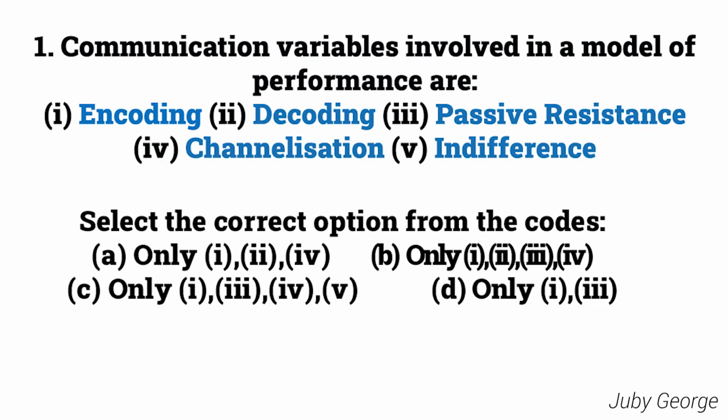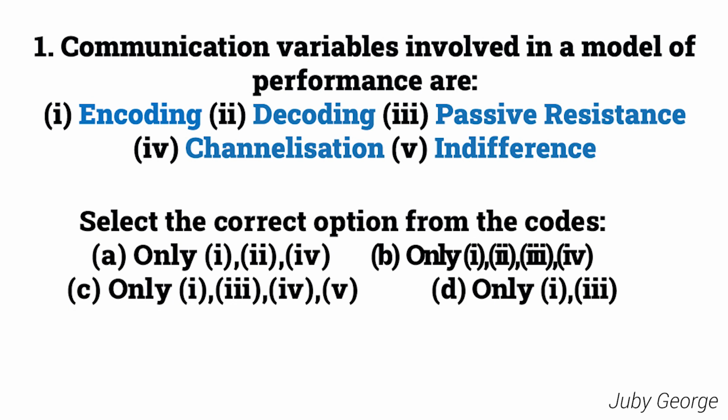Let's look at some of the questions that were asked from this part in the UGC NET exam. The first question is from December 2018, and it goes like this. Communication variables involved in a model of performance are, and you are given certain variables: encoding, decoding, passive resistance, channelization and indifference. The later part of the question gives certain options and you have to choose the correct option.